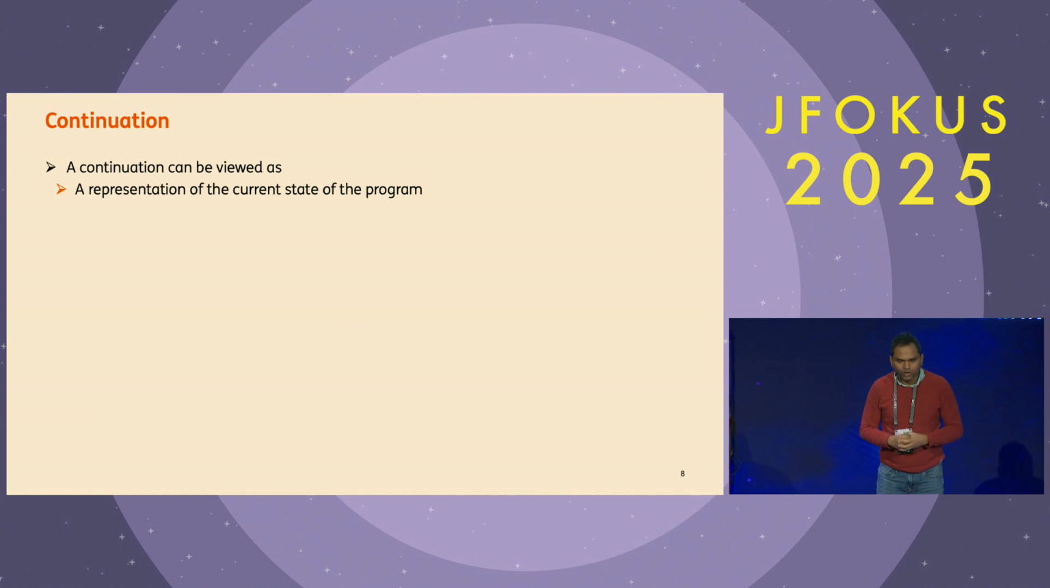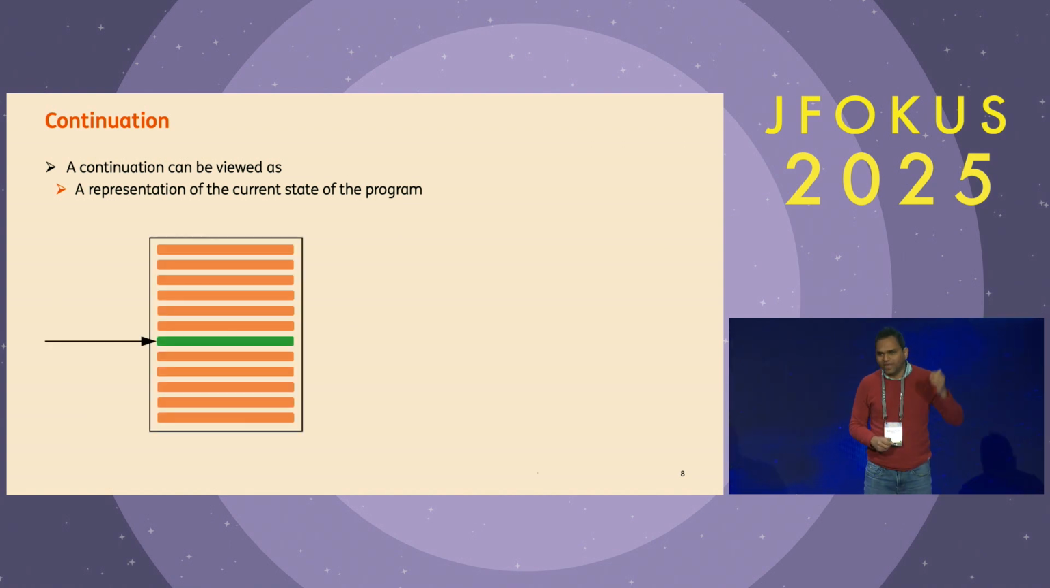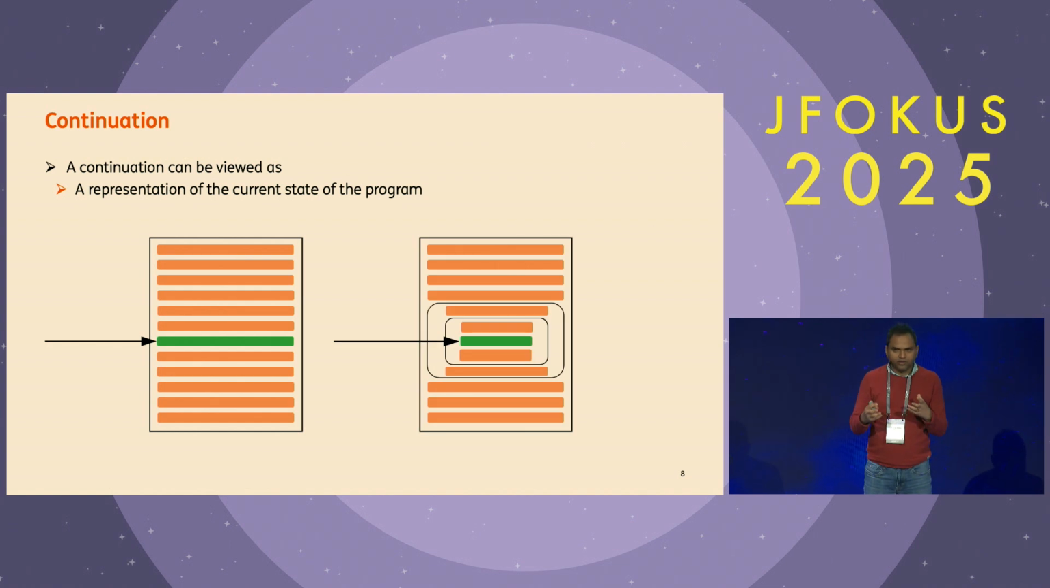So a continuation can be viewed as a representation of the current state of the program. Your program could be as simple as some sequence of instructions, or it could be a bit more complicated, with nested method calls or nested loops. And you can take a continuation at any point in time, and that continuation object would represent the current state of the program, including the method that you were at, the nested method call, including the iteration of the loop that you were at when you took that continuation.